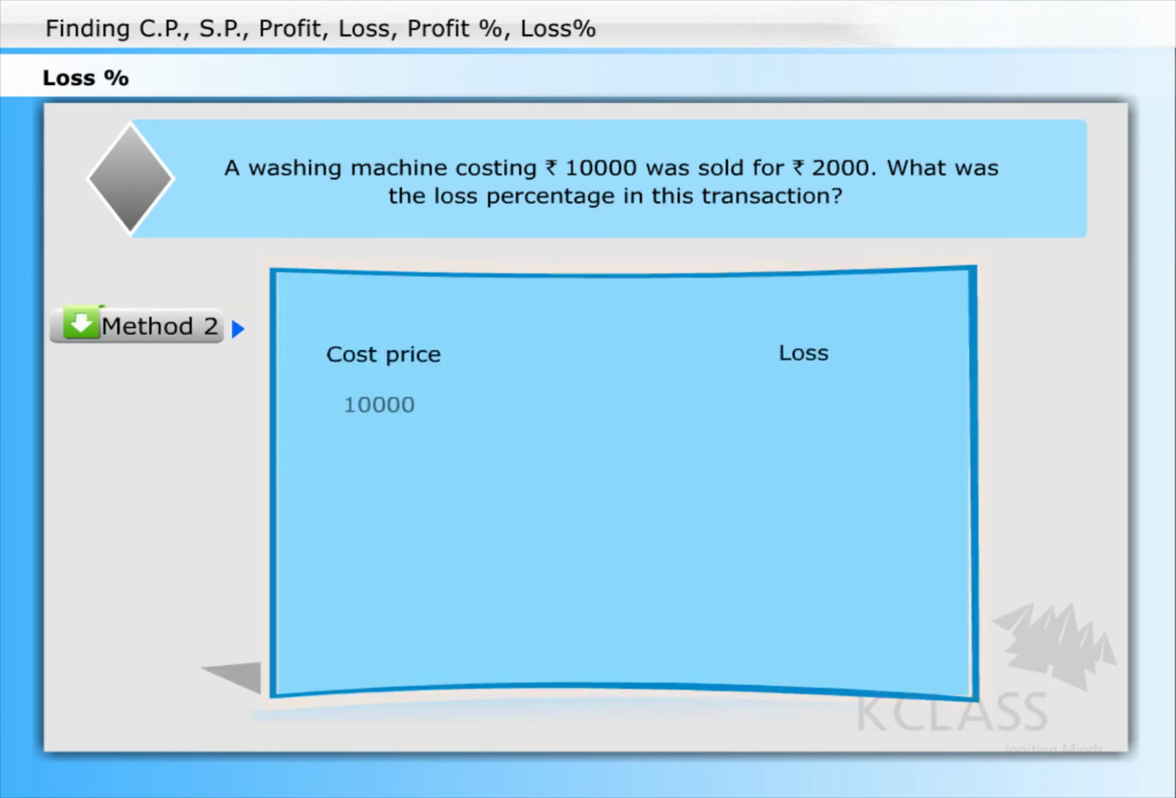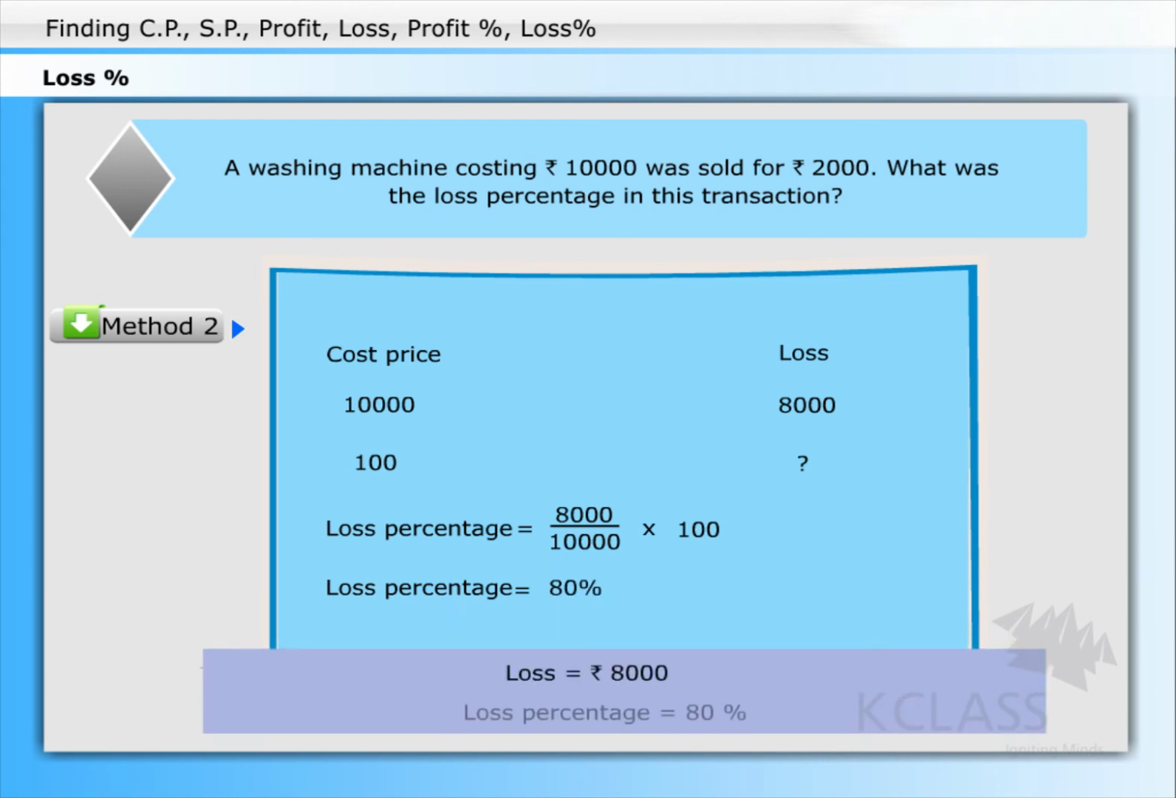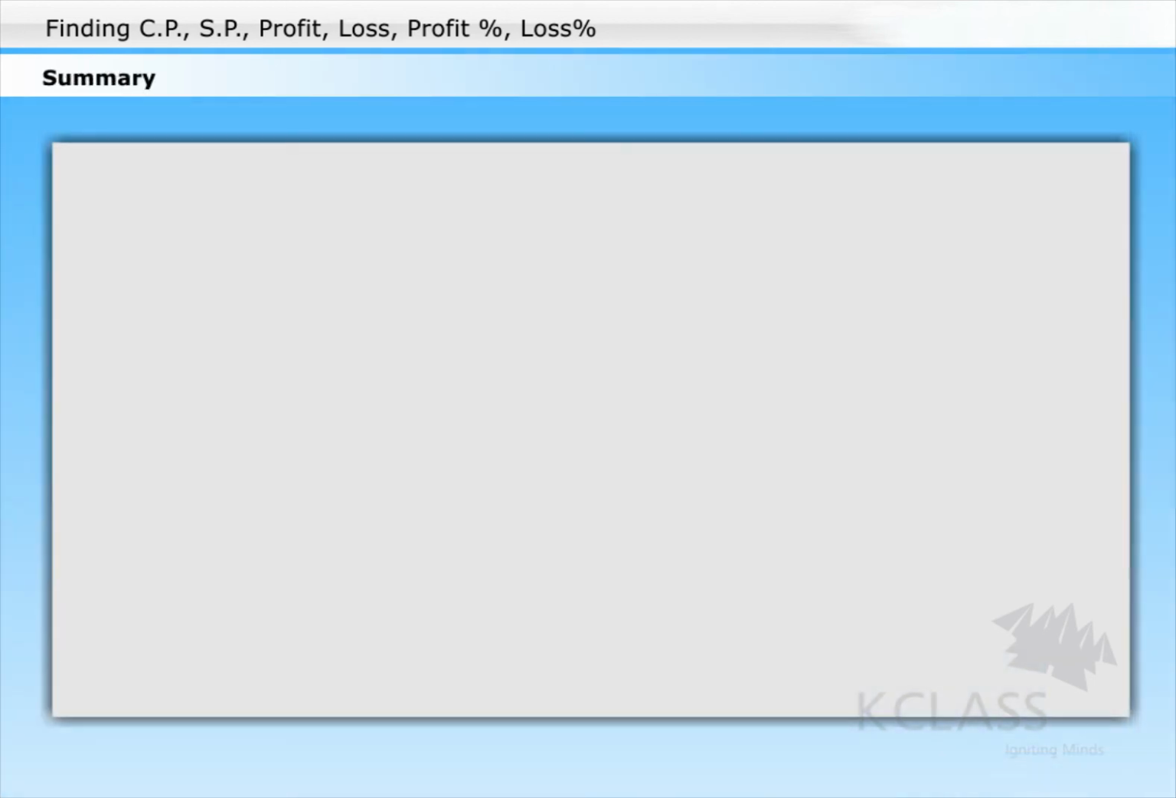On the cost price of 10,000 rupees, the loss incurred is 8,000 rupees. Hence, if we assume the cost price to be 100 rupees, using the unitary method, the loss percentage will be 80%. You can see that with both the methods, the loss percentage is the same. Let us summarize what we have covered in this learning unit.